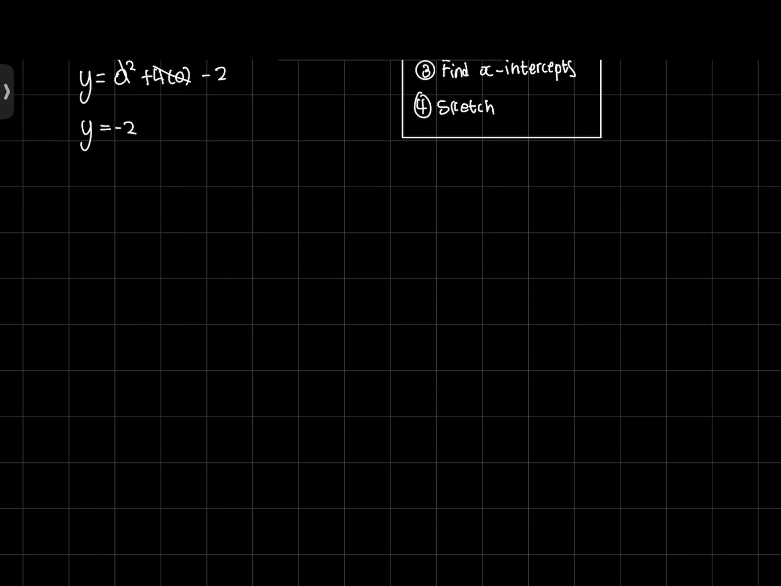All right. Anyway, I hope you found this useful. I hope you know how to find the turning point from the completed square form.